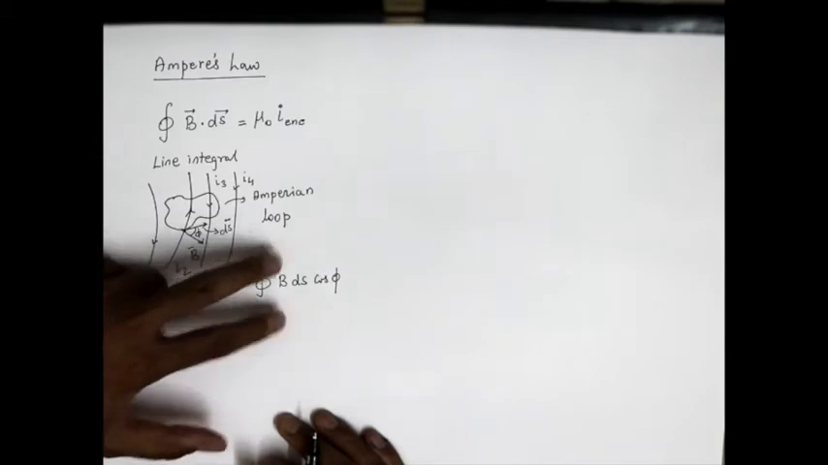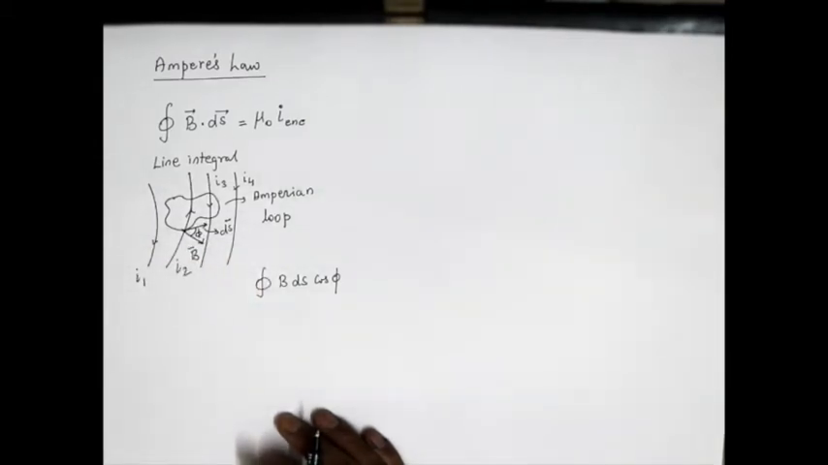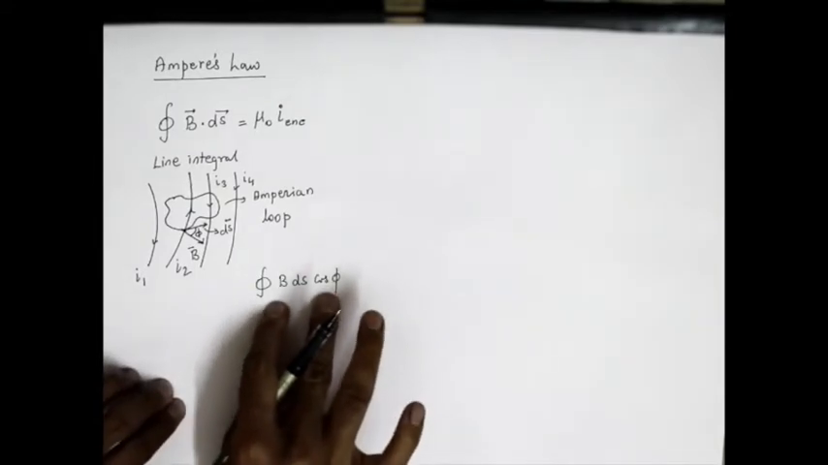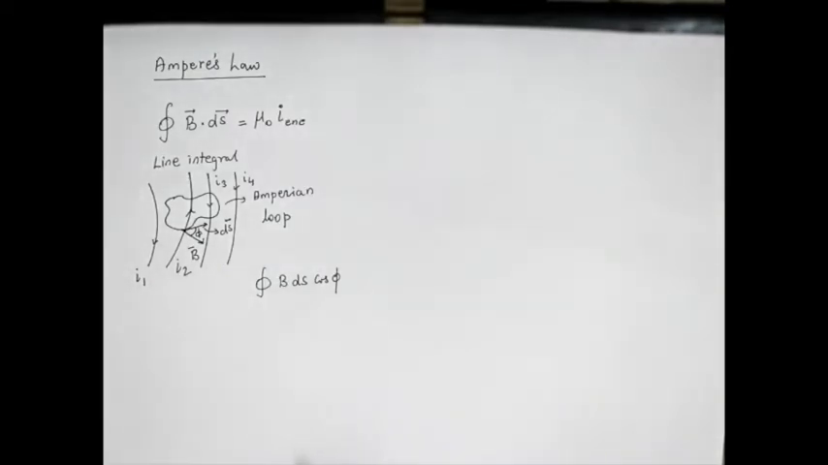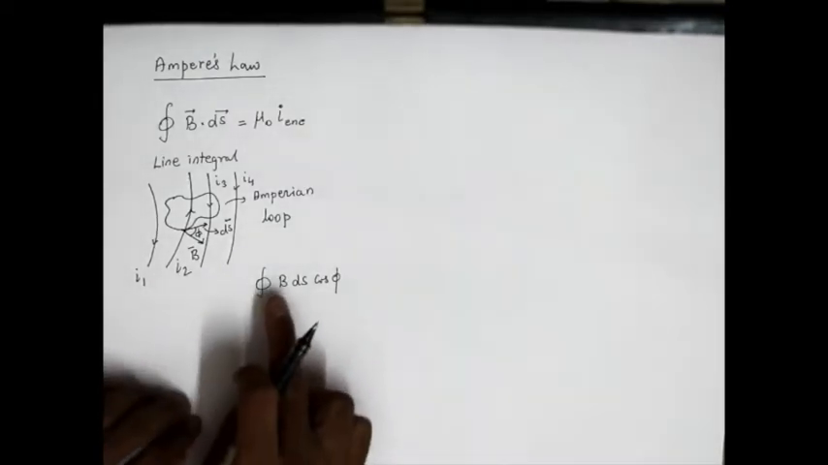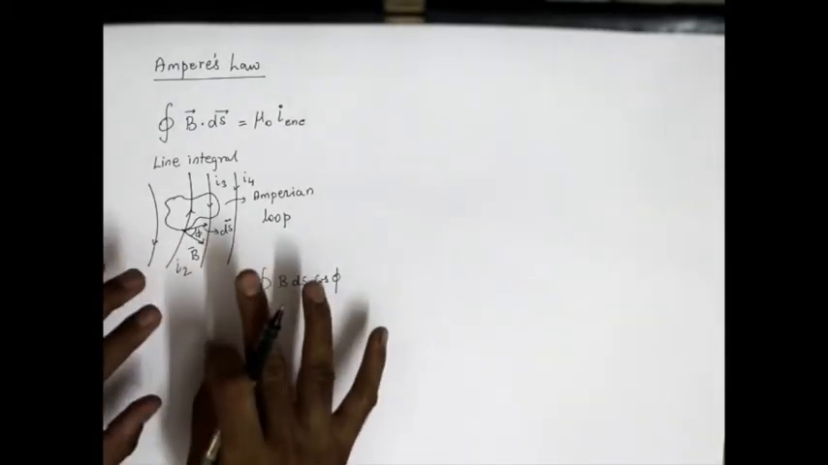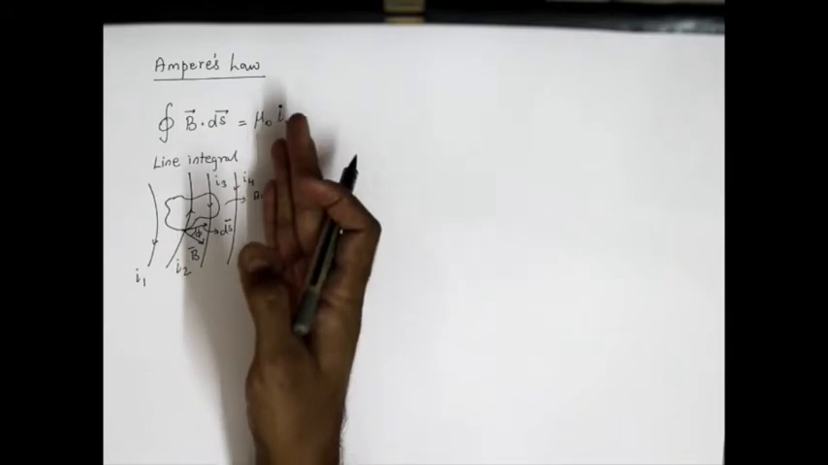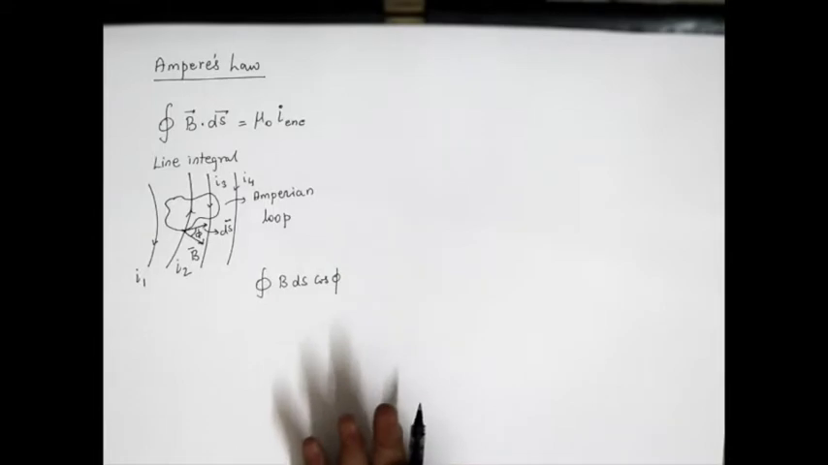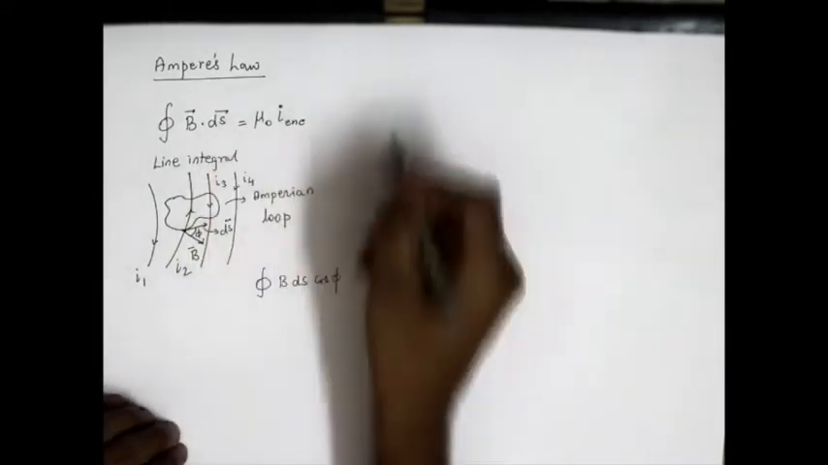Now this integral is quite difficult to evaluate if it's an arbitrary loop. Let us imagine this loop is of a very strange shape, and if I want to actually integrate this around this loop, it is very tough. But thankfully Ampere has said that you don't have to evaluate this integral. Instead, if you look at the right hand side of this equation, you will get the value of this integral automatically. So let's see what the right hand side says.